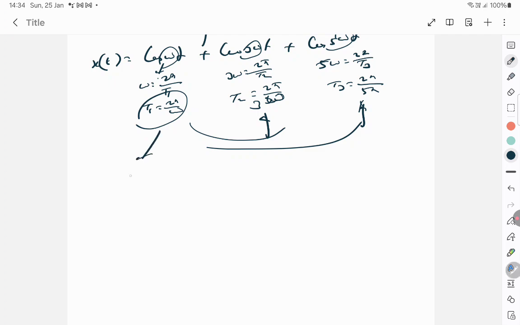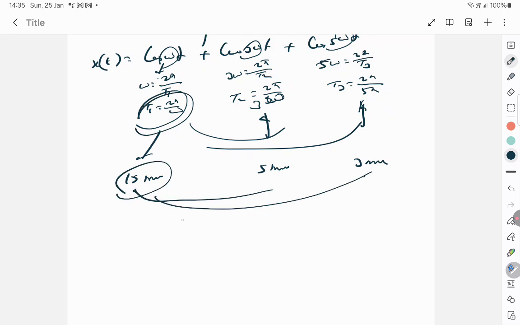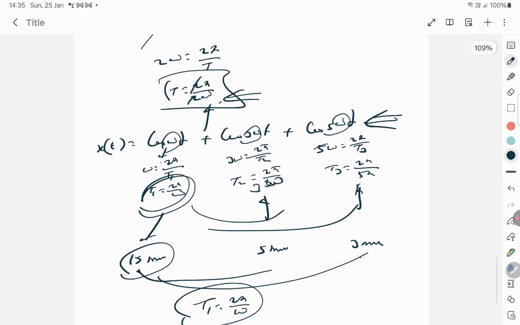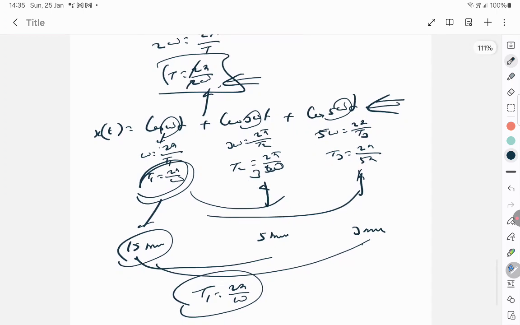See, supposing this class bell is ringing every 15 minutes, this will ring every 5 minutes, this will ring every 3 minutes. So put together, all the bells will ring in 15 minutes, right? The combined function is definitely periodic, and this is the time period of the combined function. However, this can never be expressed as one single sine function or cos function, therefore it's not simple harmonic. Let's go to the next sum.